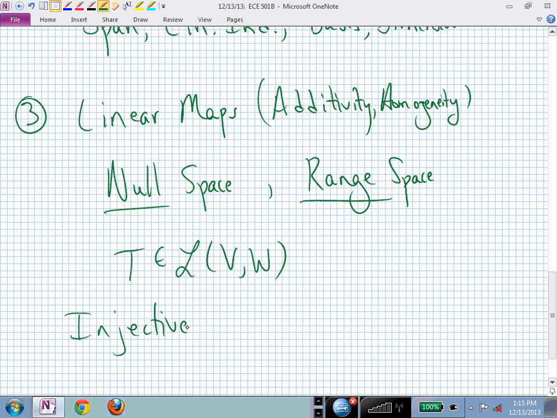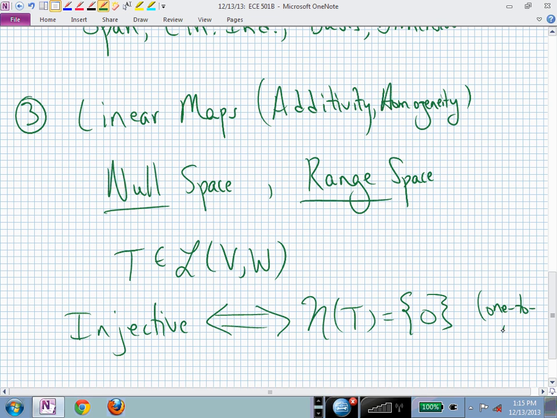We then started learning about injective maps and what that means, and a map is injective if and only if it has a trivial null space. The only element or vector in the null space is the 0 vector, then your map is injective. Or you could call it a 1-to-1 mapping.